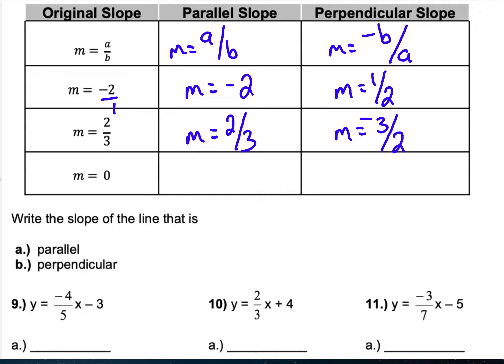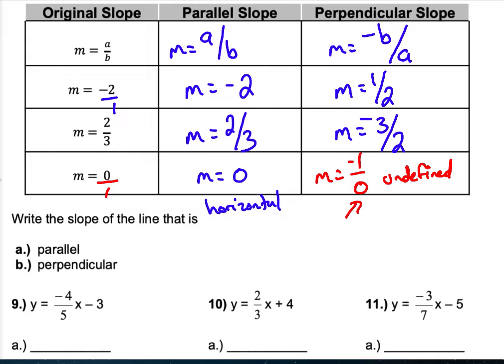All right, for my original slope of 0, my parallel slope is also going to be 0. So think a horizontal line. You can almost think of it as 0 over 1. But if I were to flip it and change the sign, I'd get negative 1 over 0. Remember, I can't divide by 0. So this is going to be undefined. It's going to be that vertical line.